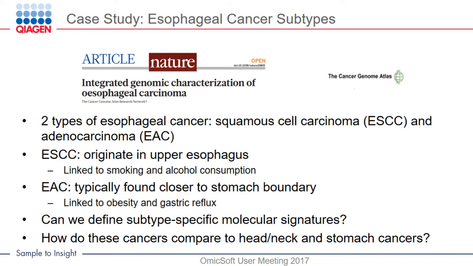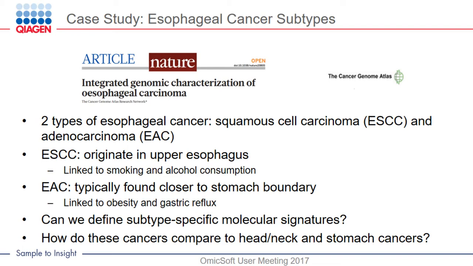Squamous cell carcinomas typically occur in the upper esophagus and are associated with smoking and alcohol consumption. Meanwhile, adenocarcinomas are typically found closer to the esophageal stomach boundary and can be linked to obesity and gastric reflux.